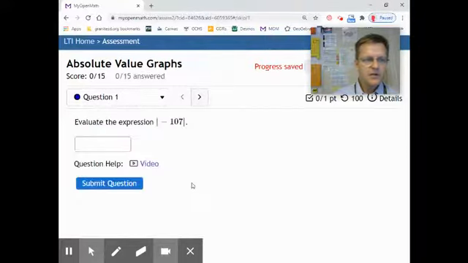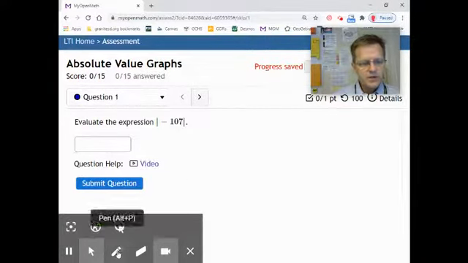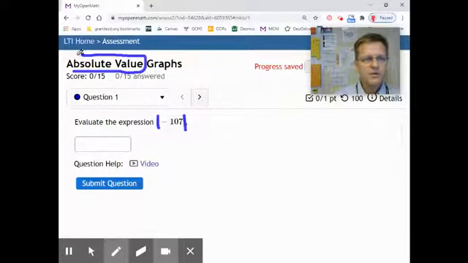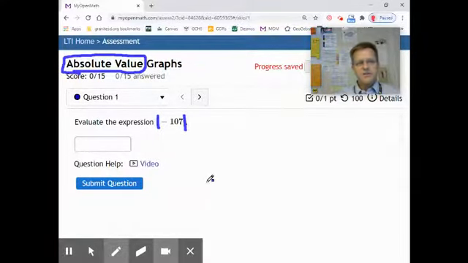Let's jump in. All right, first thing we need to know is what in the heck are these vertical bars right here? What do they mean? They mean absolute value. Of course, that doesn't help you much. Let's talk about what absolute value means. Absolute value means how far is something from zero.